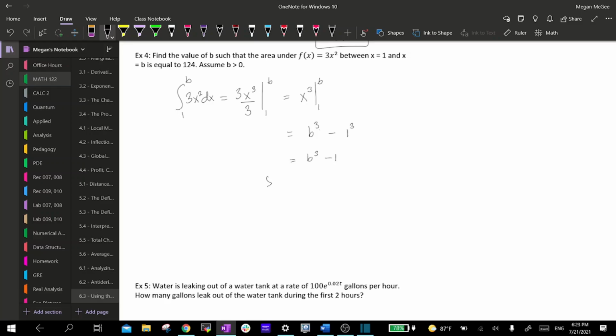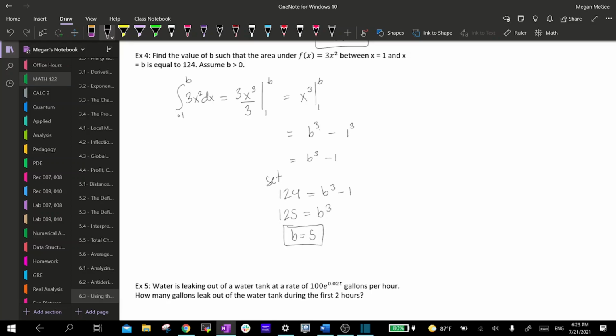All right, so we're going to set 124 equal to b cubed minus 1. So we're trying to find b. We were asked to find the value of b. So we need to solve for b. So we're going to add 1 to both sides, get 125 is equal to b cubed. Take the cube root of both sides, get b is equal to 5.